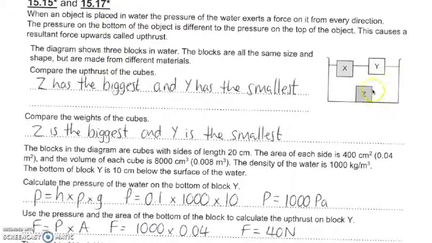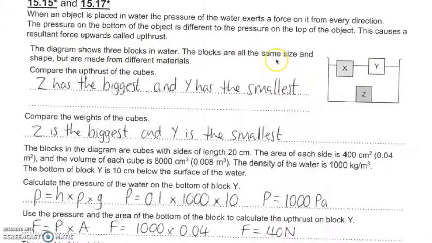Okay, so the reason why Z here does not float is because there's no resultant force moving upwards. That's because the difference between the pressure on the top surface and the lower surface isn't as great, and that upward force is less than the weight of Z. So Z is clearly more dense than X and Y. Okay. So it says the diagram shows 3 blocks in water.